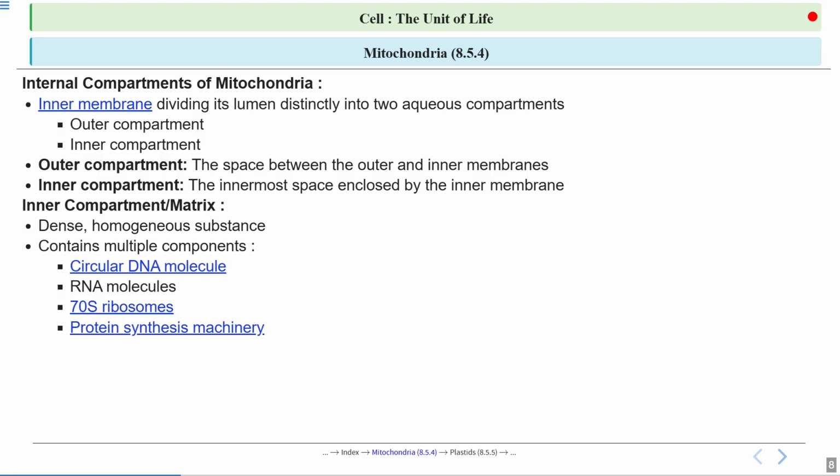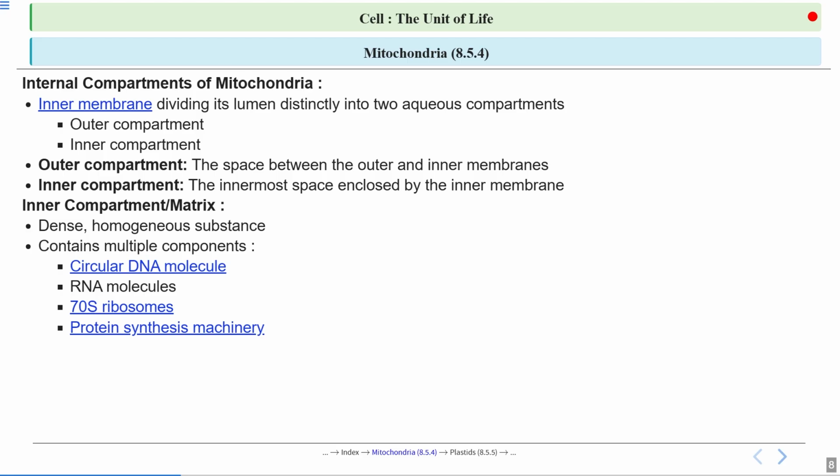Now this matrix also has protein synthesis machinery. So mitochondria can synthesize some proteins as well. Mitochondria, you can see, consist of their own DNA. So how many types of DNA are there? First, you have the nuclear DNA, the DNA which is present within the nucleus, also known as the chromosomal DNA. Then you have extranuclear DNA, which is the mitochondrial DNA. Then the third one is chloroplast DNA. Chloroplast also consists of its own DNA.